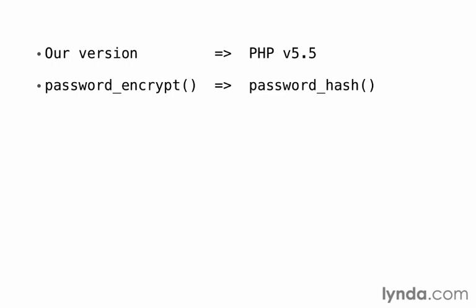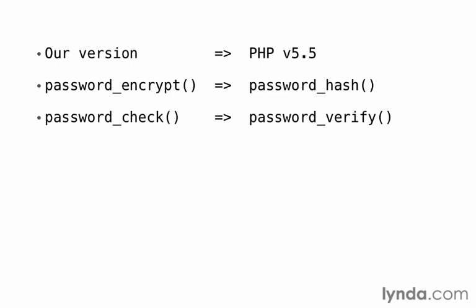So when I created our version, I actually did it with PHP 5.5 in mind. Our password_encrypt is what's going to become password_hash when it's built into PHP. And our password_check is going to be called password_verify. I didn't want them to have the same names because I don't want them to conflict later, but I want it to be easy for you to switch over from one to the other. So if you decide you want to switch from password_encrypt to password_hash, they're going to work almost exactly the same.